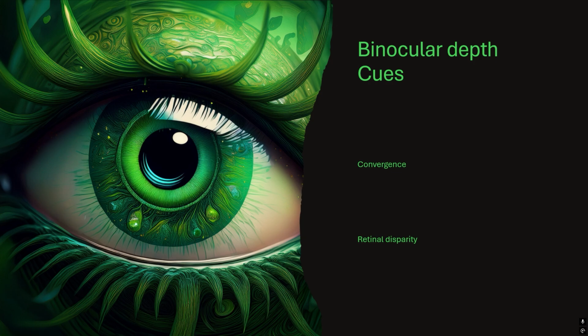Retinal disparity happens because our eyes have two slightly different perspectives on how they view things due to their distance apart. So thinking back to what I explained a few minutes ago.